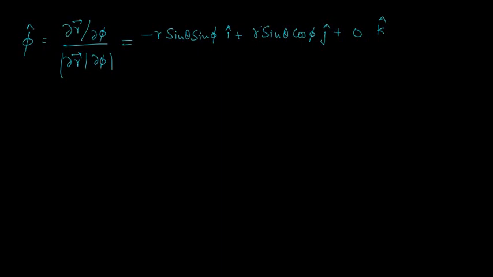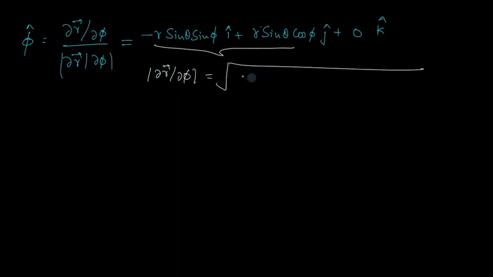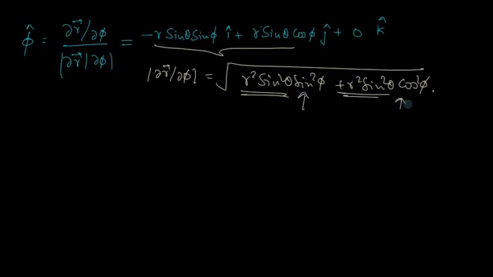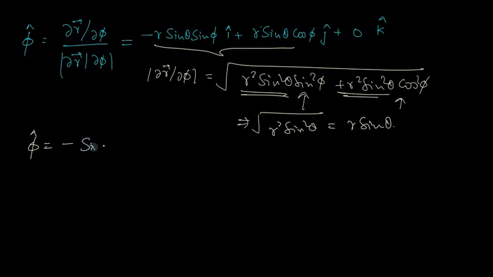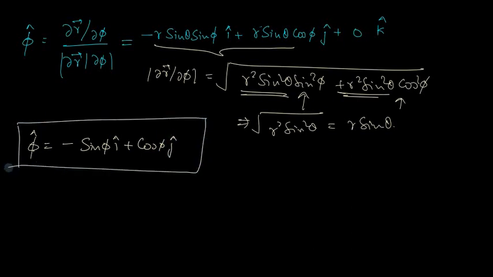And now you have to find the modulus of this. So the modulus of the vector ∂r/∂φ is nothing but the square root of r² sin²θ sin²φ plus r² sin²θ cos²φ. So this you can take common, and sin²φ plus cos²φ will become 1. So this will be the square root of r² sin²θ, so this is r sinθ. Okay. So if you just divide this by its modulus, you will get minus sinφ i cap plus cosφ j cap. So this was the φ expression which we expected to get.